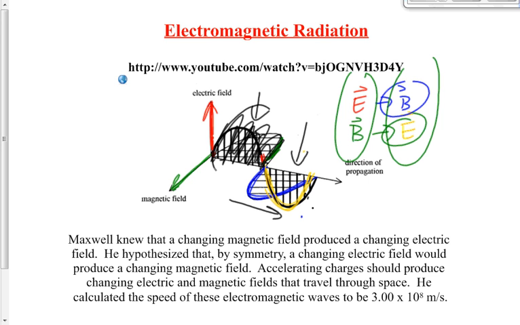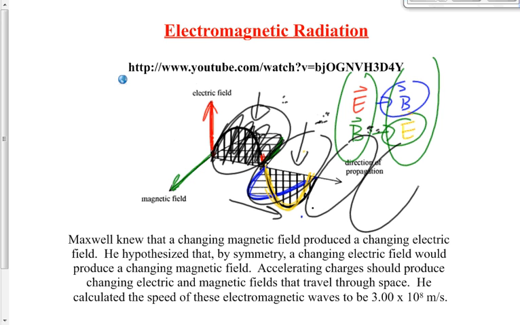So this causes this, and then this disappears. This causes this, and then this disappears. This causes this, and then this disappears, and so on, and so on. Now, it disappears if the source disappears. If the source continues to accelerate, we get oscillating motion.